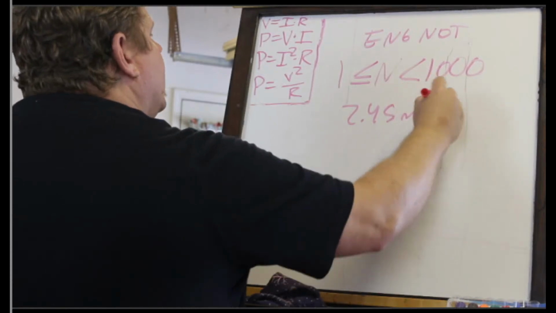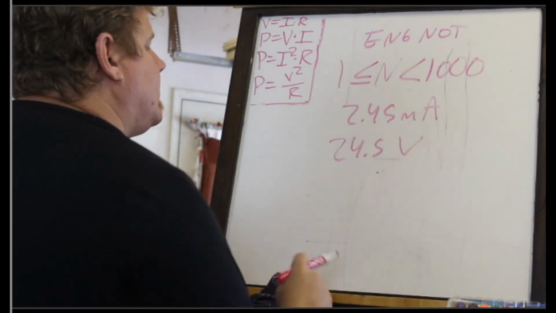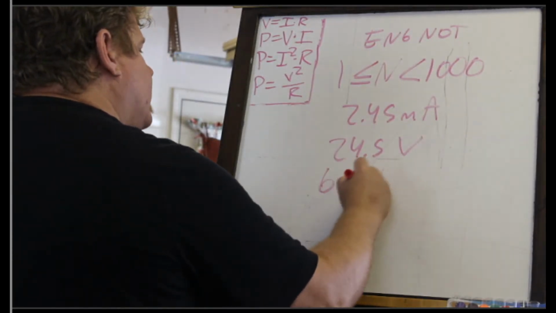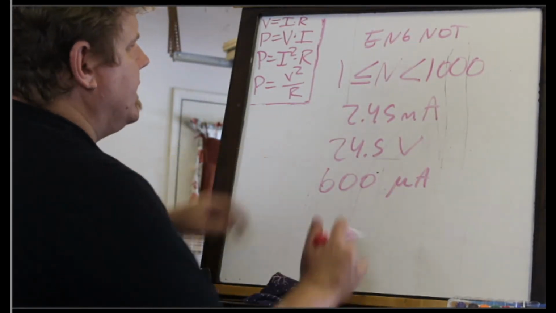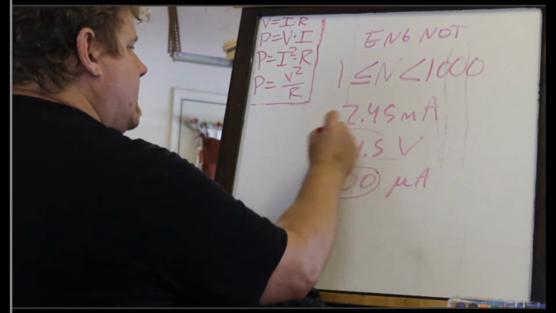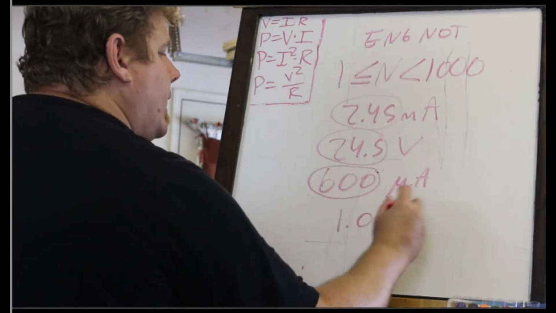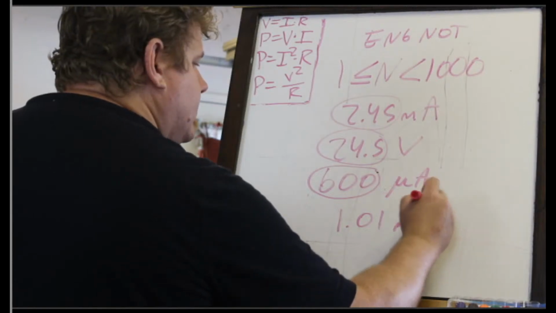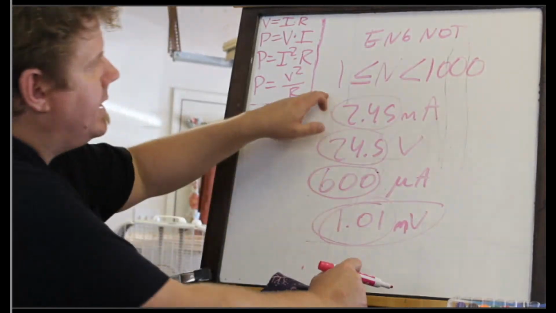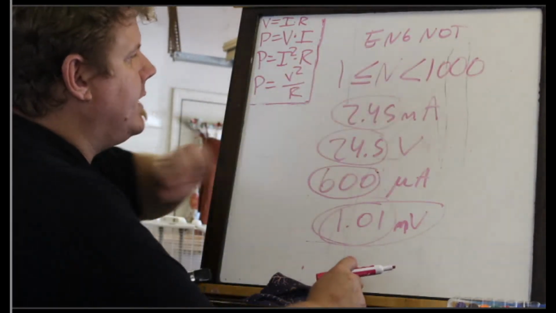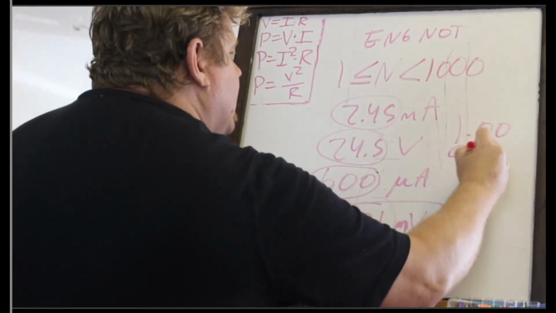2.45 milliamps, okay? 24.5 volts. 600 microamps, okay? Notice that this number is always between 1 and 1,000, including 1, so I could have 1.01 millivolts, whatever it is, okay? This number here is between 1 and 1,000, including 1, not including 1,000. So it essentially goes from 1.00 all the way up to 999.